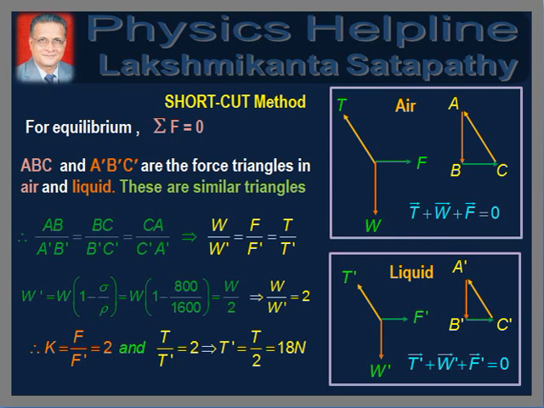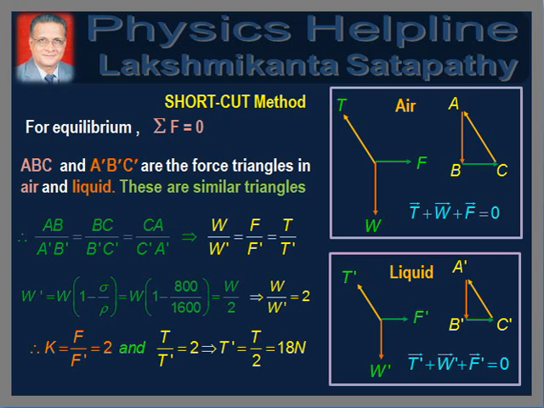Now, we will discuss a shortcut method to arrive at the results. This is possible only because the angle between the strings remain the same in air and in the liquid. For equilibrium, the net force is equal to 0. In air, the vector sum of T, W and F is equal to 0. Similarly, inside the liquid, the vector sum of T dash, W dash and F dash is equal to 0. Therefore, they can be represented by the sides of a triangle.